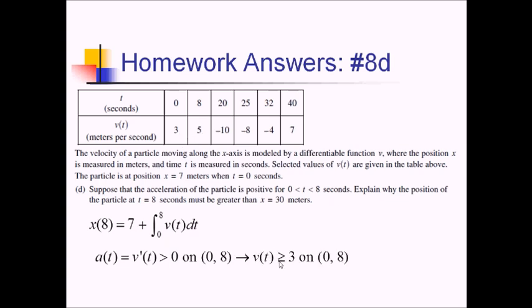But we can say our velocity is greater than or equal to 3 at the very least on the interval from 0 to 8. That means we could rewrite this as x of 8 equals 7 plus the integral from 0 to 8 of 3 dt if we wanted to, or we could say that this is greater than or equal to 7 plus the integral from 0 to 8 of 3. Now the integral from 0 to 8 of 3, that's just a rectangle with a base of 8 and a height of 3. So this is essentially 7 plus 24, which is going to give us 31 meters. So this is the lower bound on what our position could be, and that's greater than the 30 meters they talked about in the problem. So we've met our burden of proof by showing this.